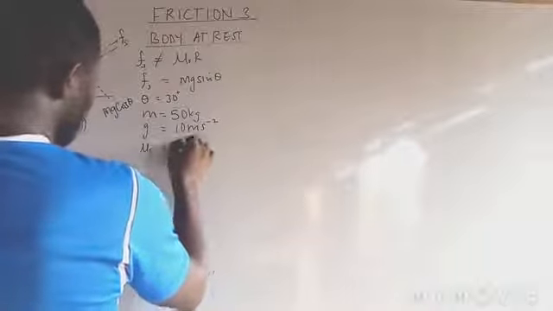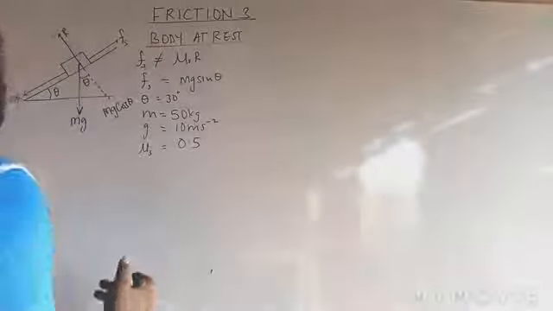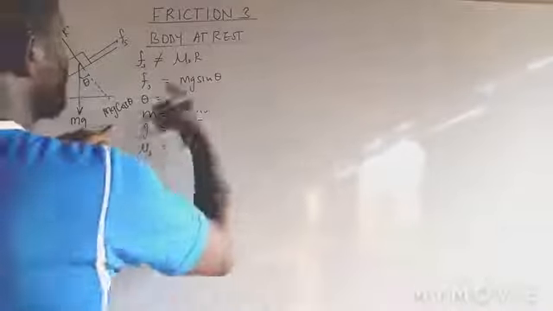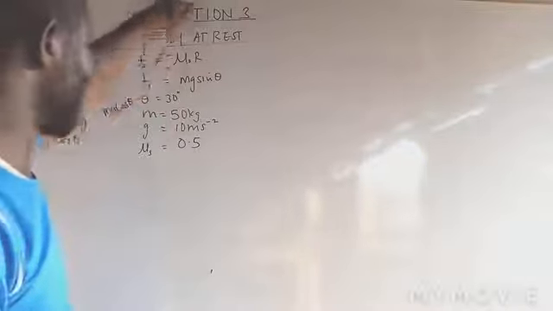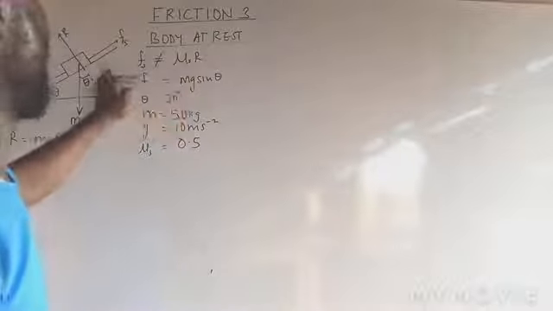You will be given mu S, let's say 0.5, so that you will be tempted to use this formula. And of course, you know that our R here is equal to mg cos theta. All of these things will be given to you so that you will be tempted to use another formula that is not correct. The correct formula to use here, if you are told that the body is at rest, is F of S equal to mg sine theta, and that will give you your frictional force.